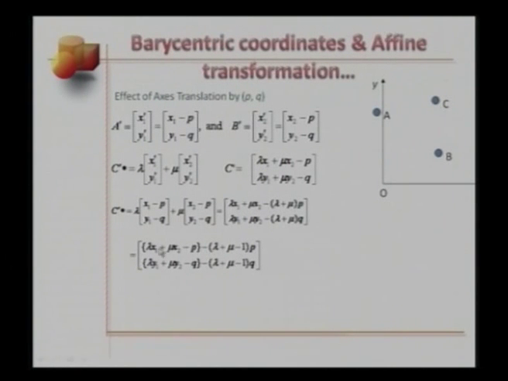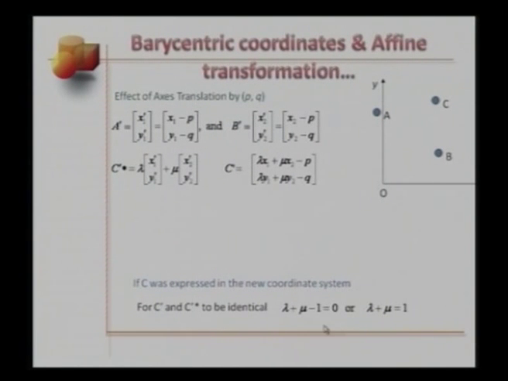In fact, these two expressions are respectively the same as these two expressions. Now, if C was to be expressed in the new, that is, translated coordinate system, we should have expected the coordinates of C prime to be identical to those of C prime star. This would mean that this expression should be the same as this expression, and the y coordinate of C prime should be the same as the y coordinate of C prime star. And this can happen only when the two scalars sum to 1.